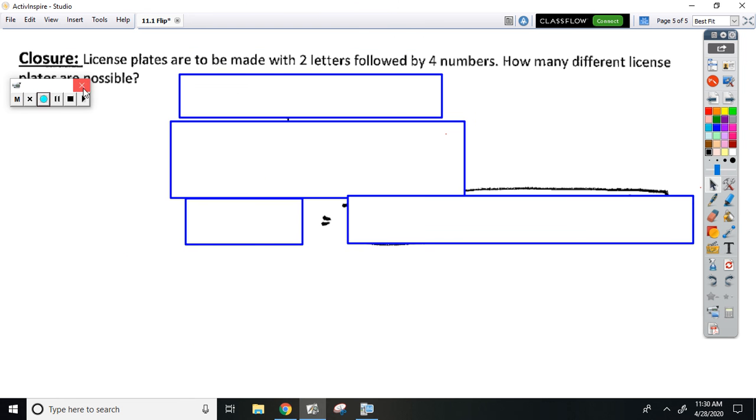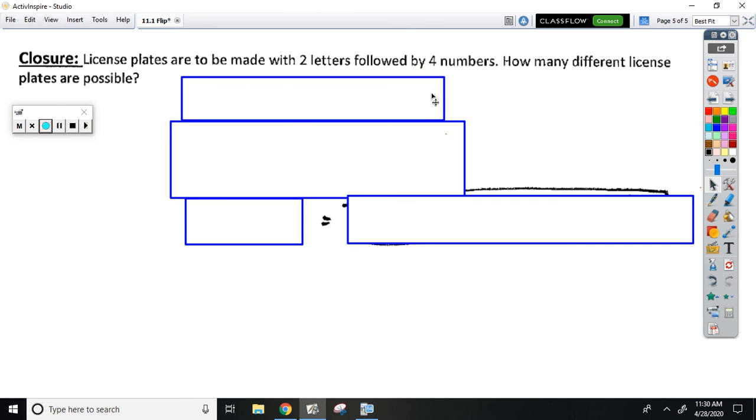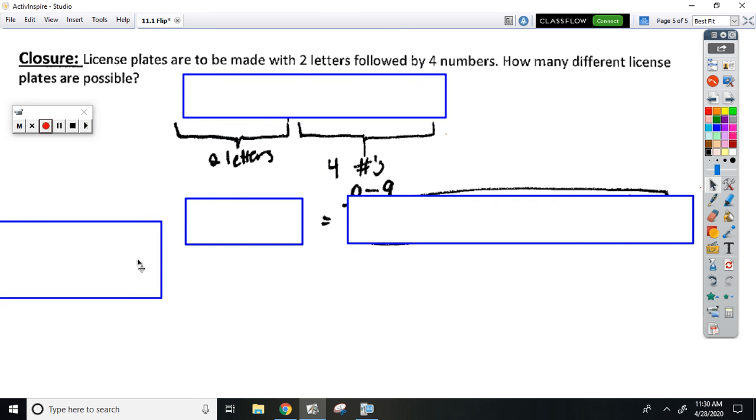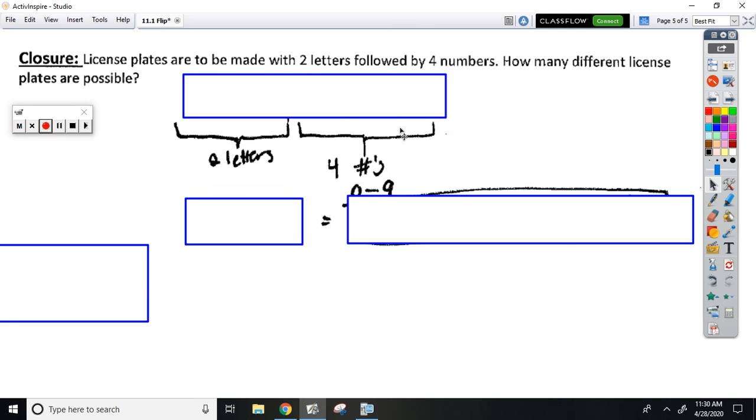And then our last one is the closure. If you'd like to try this one on your own, go ahead and pause the video. Otherwise, keep watching and I'll go over that. This one is a license plate. License plates, in this case, are made of 2 letters followed by 4 numbers.